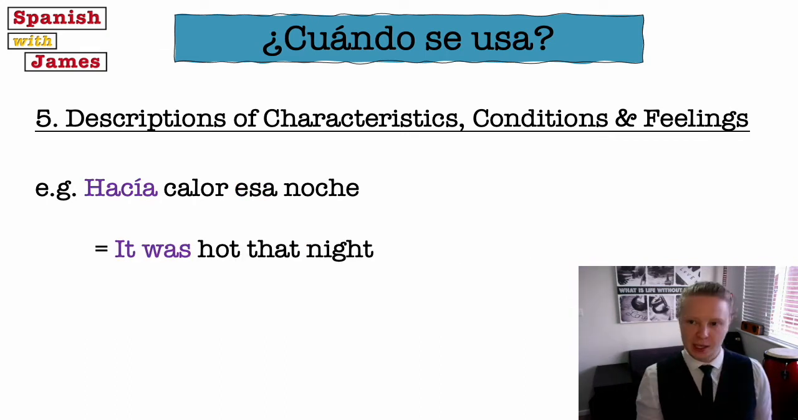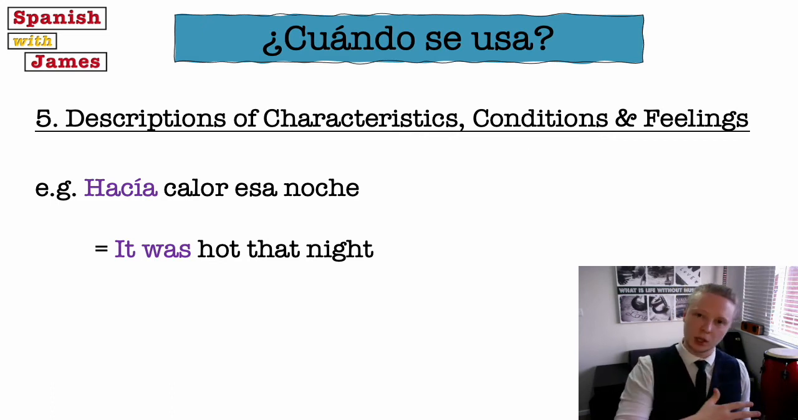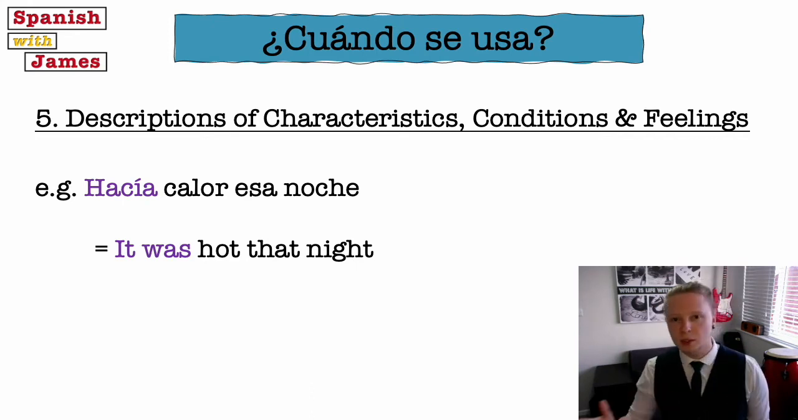Moving on to the second aspect of this one, conditions, like being hot or being cold, we'd use the imperfect if we were to say it was really hot that day or it was really hot that night. For example, hacía calor esa noche, it was hot that night. And again, because it wasn't hot just for one minute, it was hot throughout the night. So the imperfect is always expressing this idea of something that takes place over a longer period of time.